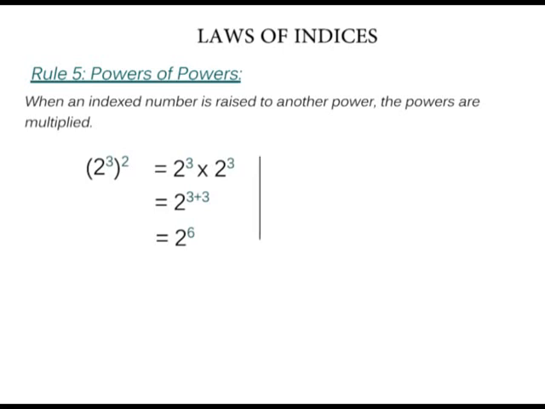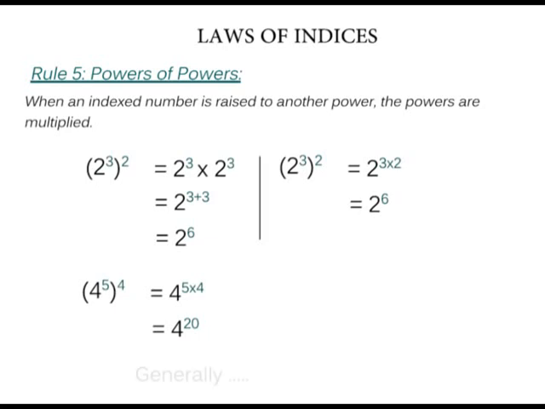We could rather have done simply as 2 raised to power 3 times 2, giving us straightly 2 raised to power 6. 4 raised to power 5 in bracket raised to power 4 is equal to 4 raised to power 20. Generally, x raised to m in bracket raised to n is equal to x raised to power m times n.